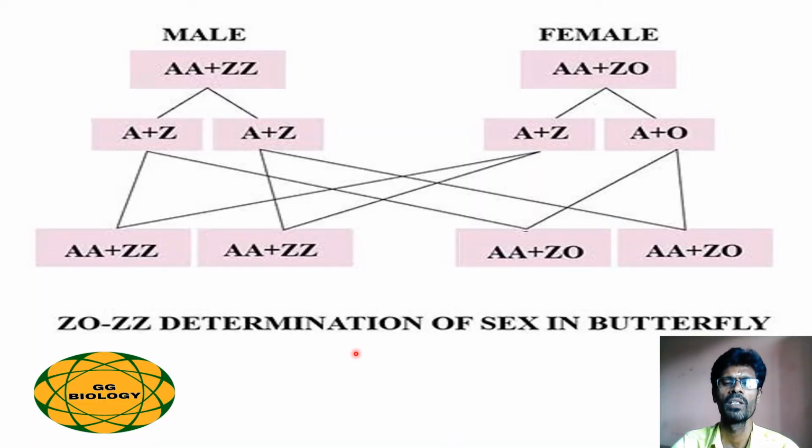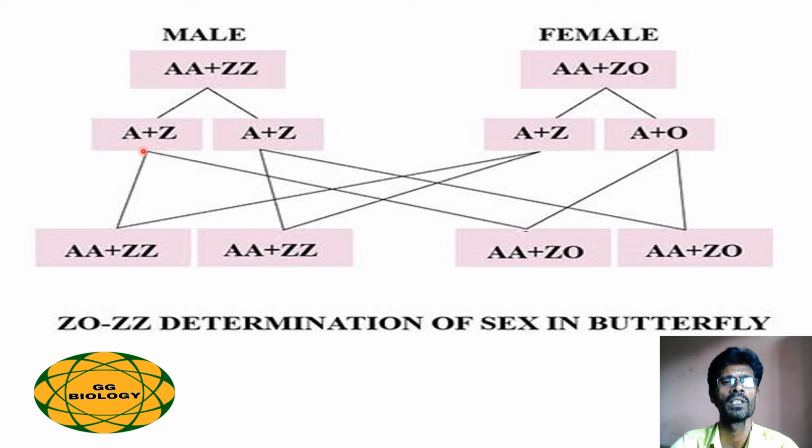Sex determination of a butterfly is shown in this picture, where the males happen to be homogametic by having two Z chromosomes, so that they produce sperms of one type, namely A plus Z and A plus Z, whereas the females happen to be heterogametic by having two sex chromosomes, namely Z and O. Thus they produce two types of eggs, namely A plus Z and A plus O.